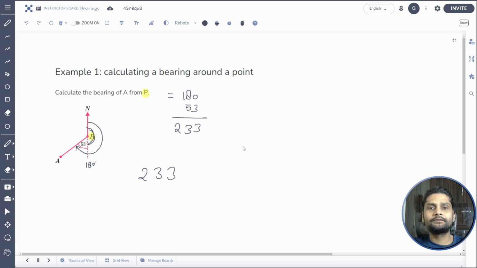So students, that's it in this lesson. In the next lesson, we'll have a few more examples based on back bearings.